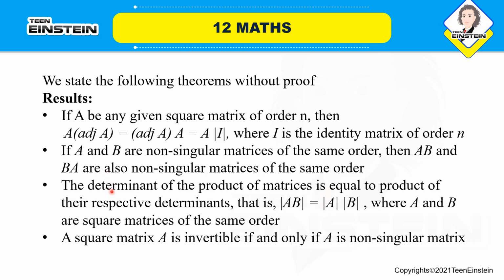And the third result is the determinant of the product of matrices. The determinant of the product of matrices is equal to the product of their respective determinants.